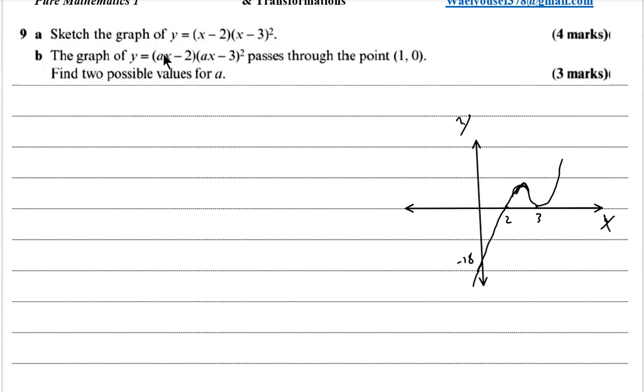B, the graph of y equals ax minus 2, ax minus 3 all squared. Okay, we can write here for B, y equals f of ax, because we replace each x with ax. It passes through the point 1 and 0, which is this point. So find the two possible values for a.